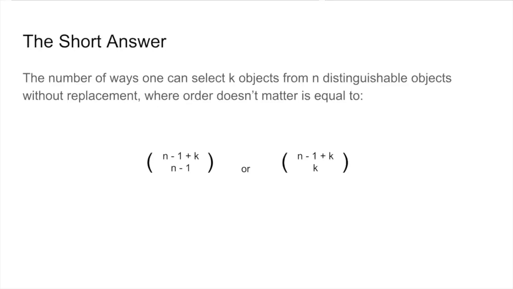The short answer is that the number of ways we can do this is n minus 1 plus k, choose n minus 1, or n minus 1 plus k, choose k.